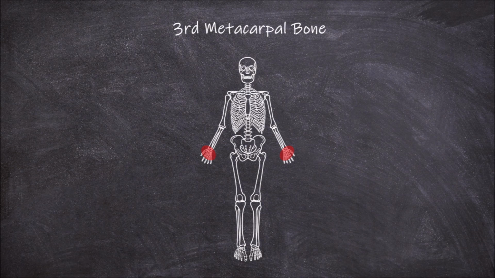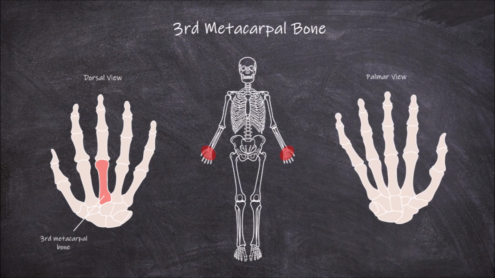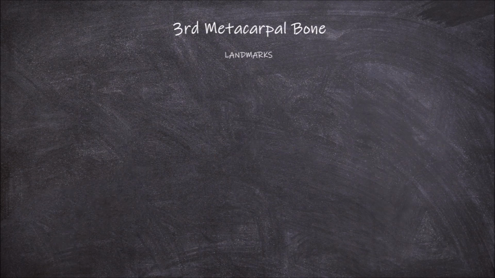If we look more closely at the dorsal view of the right hand, we can see the third metacarpal bone highlighted in red. If we look at the palmar view of this right hand, we can see it again highlighted in red. Now we're going to look at the different landmarks and features of the third metacarpal bone.